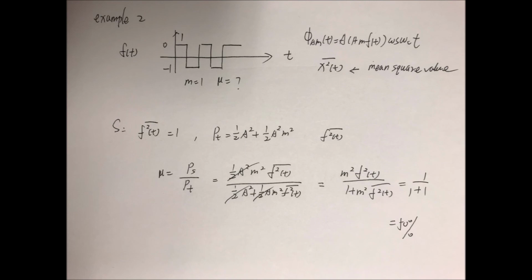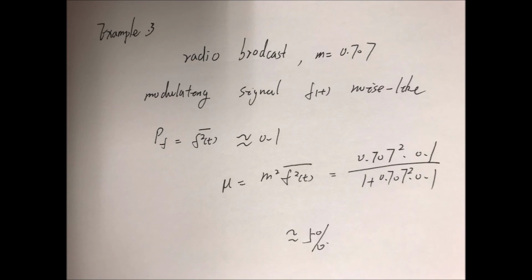Okay, so now we are going to look at a real case, a real signal transmitted by using AM broadcast. So example 3. This time we have video broadcast signal. We're going to choose m equal 0.707. This is the typical modulation index people use, 0.707. So actually not a very small number, pretty big. Message, modulating signal.